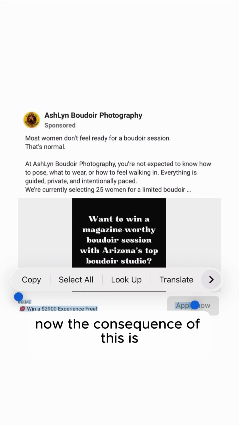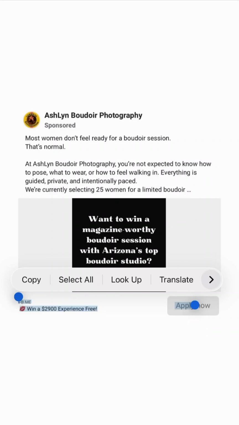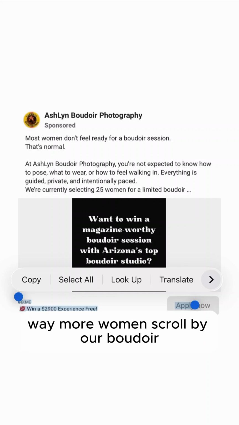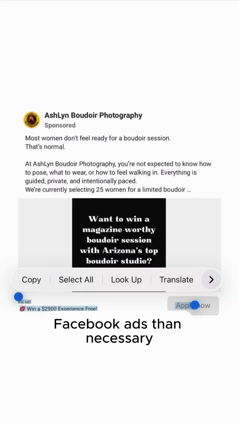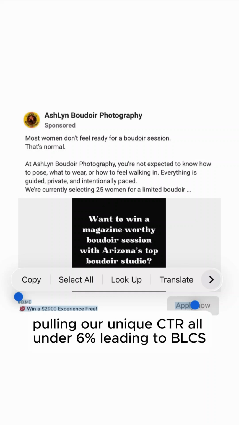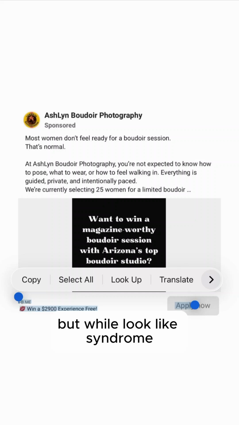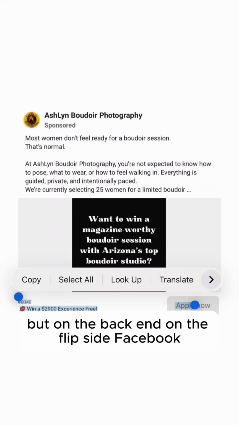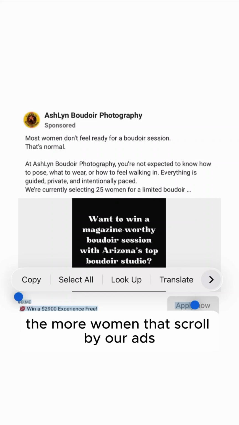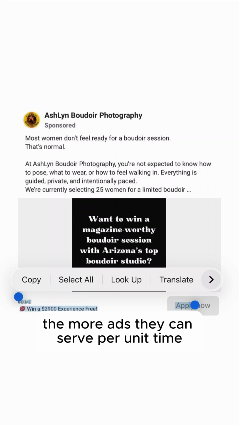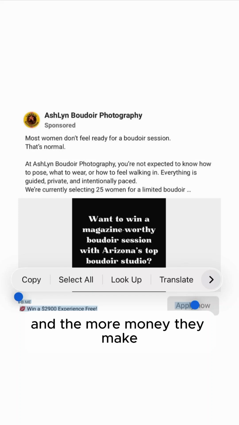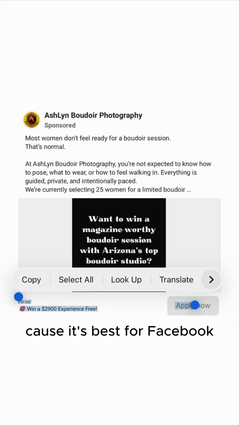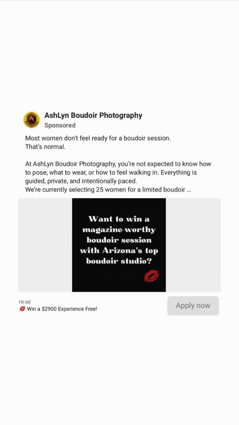Now the consequence of this is actually better for Facebook that we fill this out. The consequence is way more women scroll by our Boudoir Facebook ads than necessary, pulling our unique CTR under 6%, leading to BLCS, Boudoir Low Click Syndrome. But on the flip side, the more women that scroll by our ads without interacting, the more ads Facebook can serve per unit time and the more money they make. So we never want to follow anything Facebook recommends, because they're recommending it because it's best for Facebook.